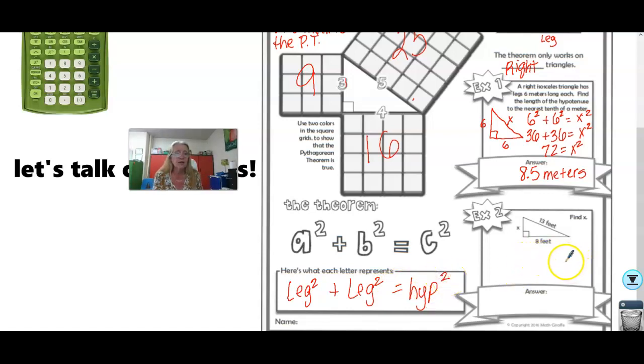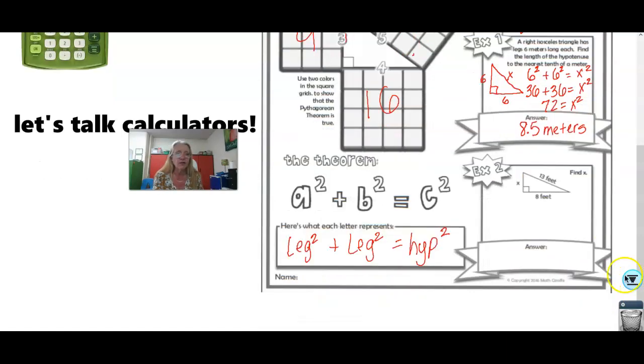Okay. Now, in this first example, we were finding the hypotenuse. That's the easy way to do it. You just have to square the two legs, add them together. They equal the square of the hypotenuse, and then you square root the number. It's simple. When we're missing a leg, it gets a little more complicated, and I'm going to show you both kinds of problems here.